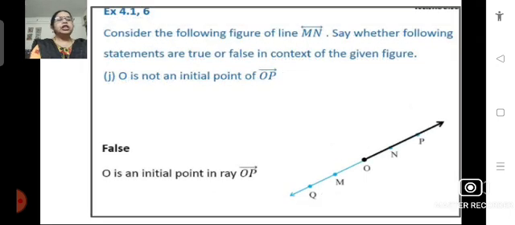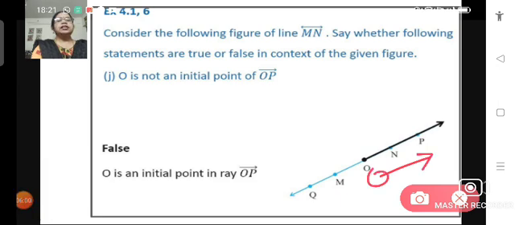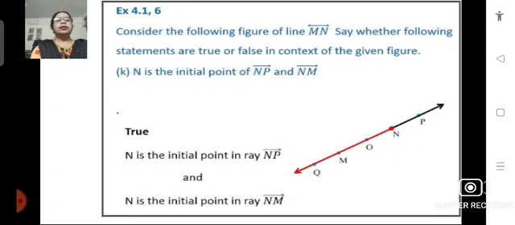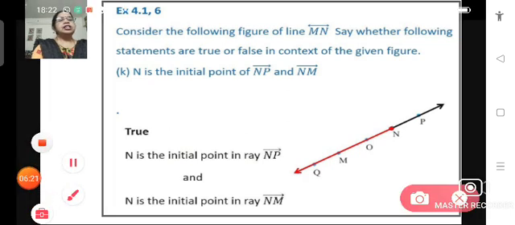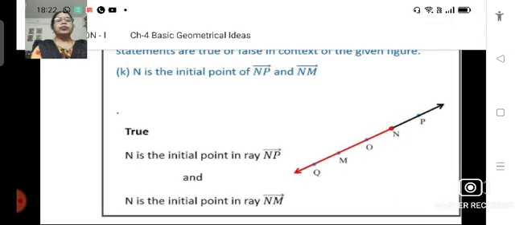O is not an initial point of OP. We can see the ray OP has O as the initial point, isn't it? So O is the initial point of OP, but this statement says that it is not. So this is a false statement. Next, N is the initial point of NP and NM. True, because N is the initial point of ray NP, and also the initial point of ray NM. So yes, this statement is true.